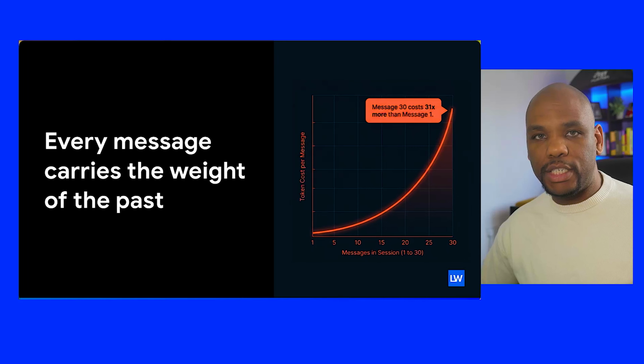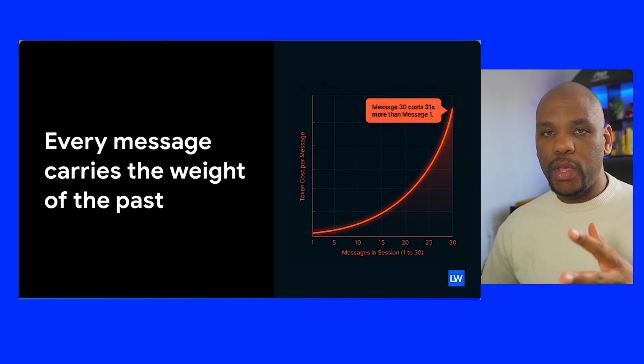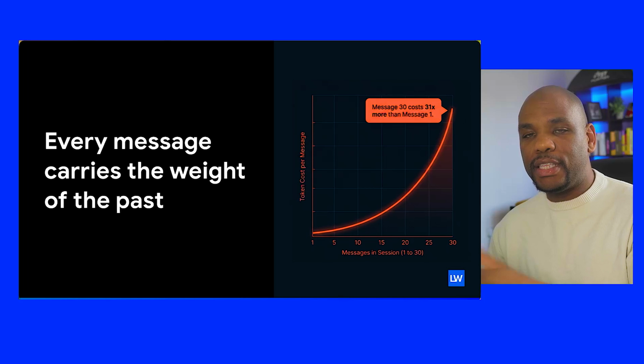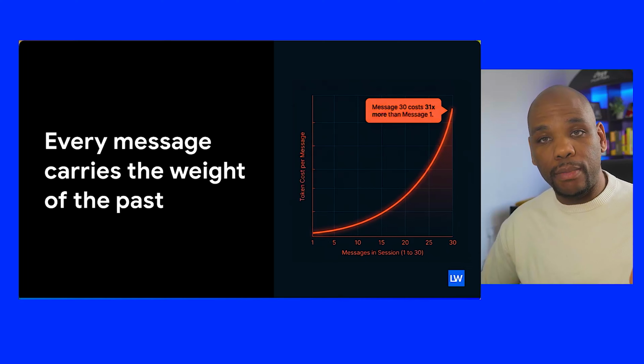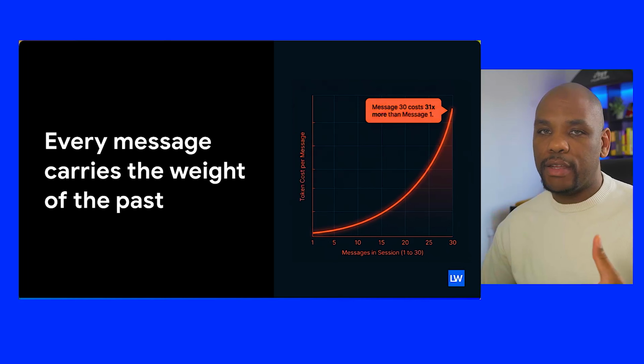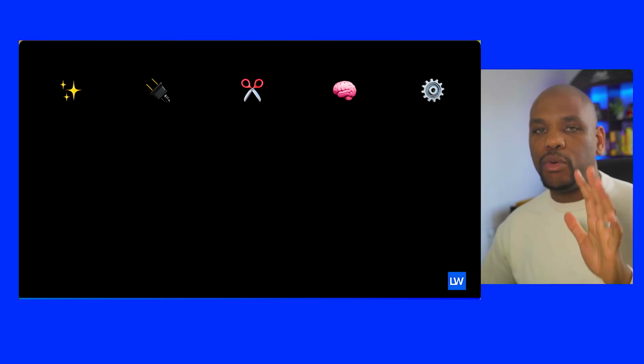Now, every message that you actually are building carries the weight of the past. So you have to be mindful that the message cost at message 31 is definitely going to be higher than the cost at number 1. But there are more things to consider versus just the number of messages inside of a Claude Code conversation. I want to break down to you the 5 things that you want to pay attention to.